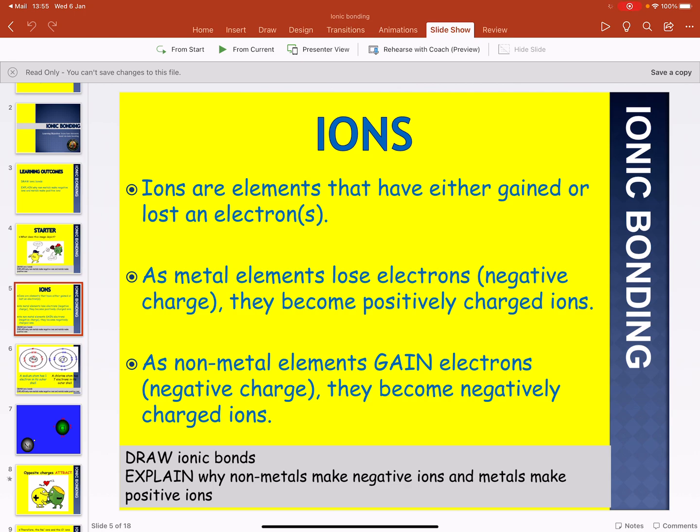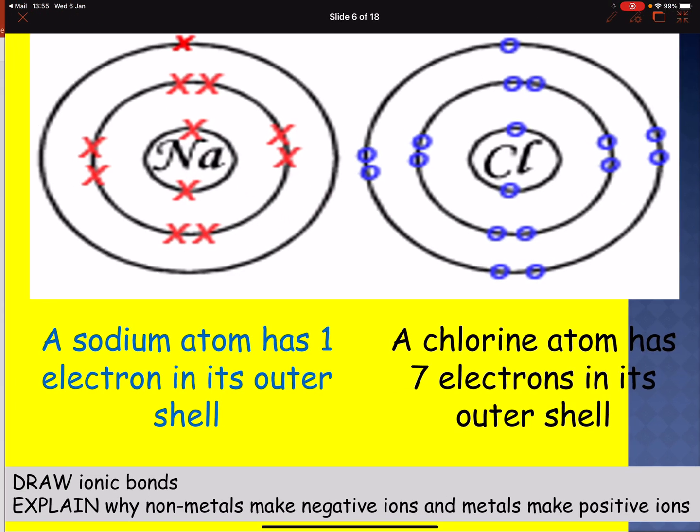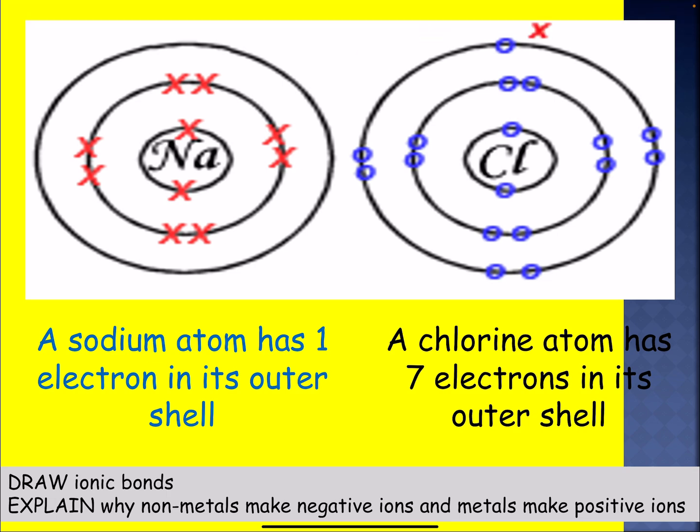Quick recap. Ions are elements that have either gained or lost an electron, so ions are charged particles. As metal atoms lose electrons, and don't forget electrons are negatively charged, they become positively charged ions. And as non-metals gain electrons, they become negatively charged. Here is an example. You've got sodium here, donating the electron to the chlorine atom. The chlorine atom has accepted an electron to become a chloride ion with a negative charge, and the sodium atom has donated its electron to become a sodium ion with a positive charge.